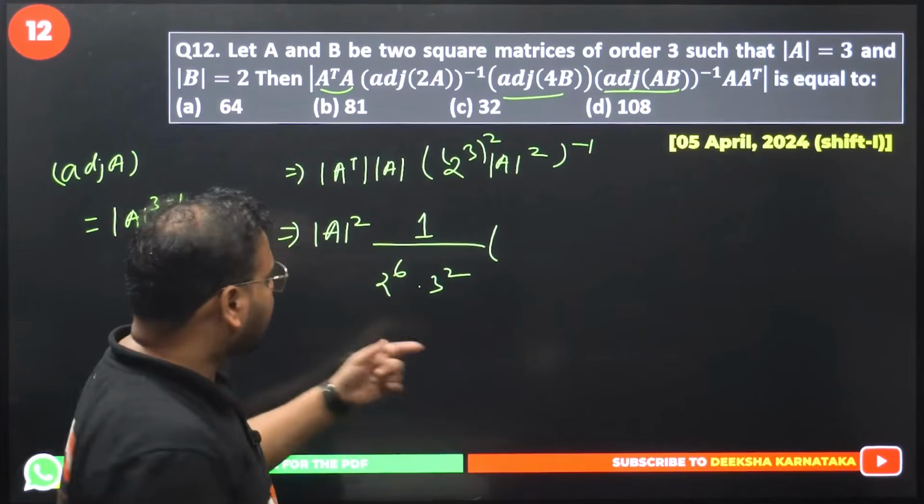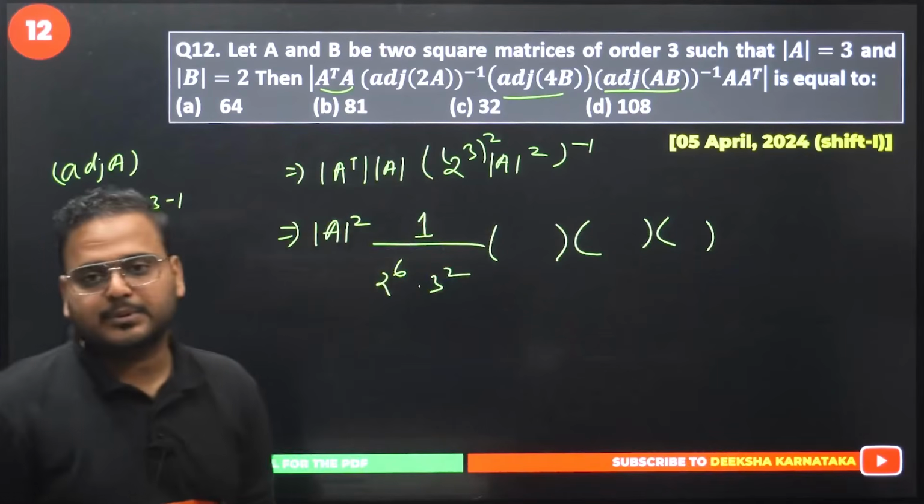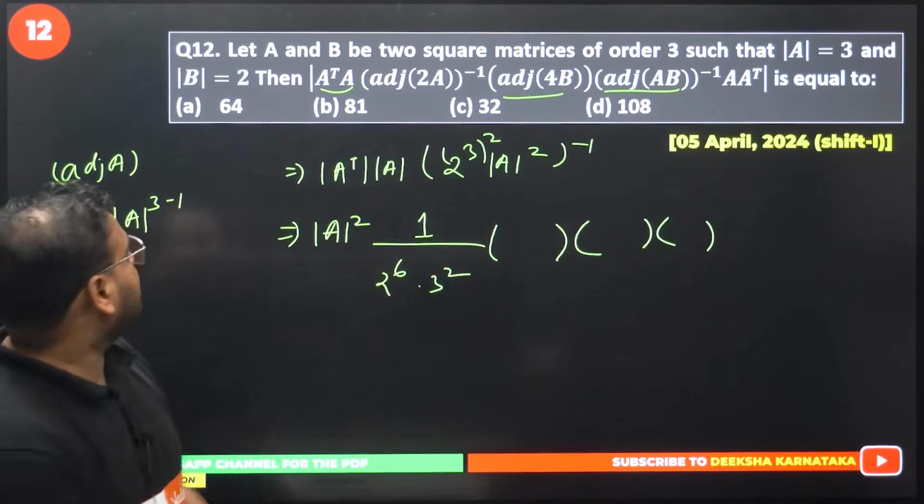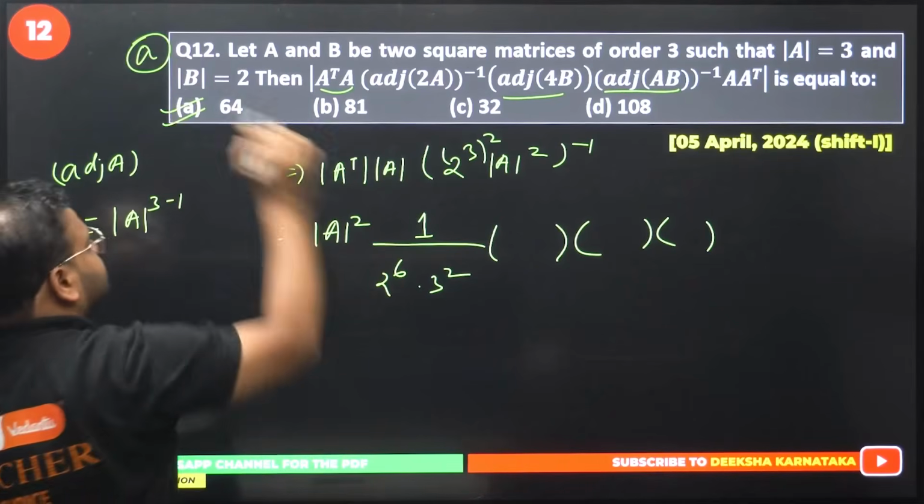Do it right now. Pause the video and do it right now. Give a fair attempt. I'll show you the answer, don't worry. I think the answer should be coming as option A. 64 is the right answer.